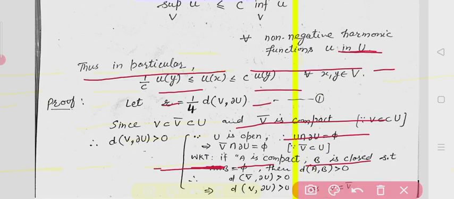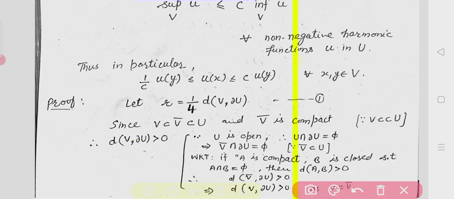Let r be equal to 1 by 4 of the distance between V and the boundary of U. We know that it is given that V is compactly contained in U. So what does it mean? That means V is a subset of V closure, V closure is contained in U, and V closure is compact here.